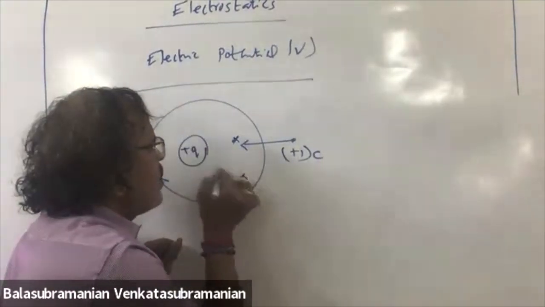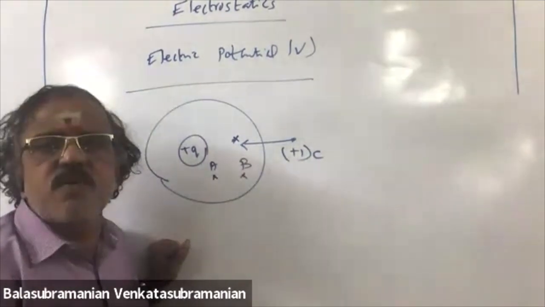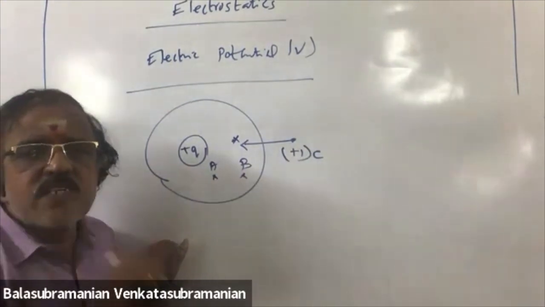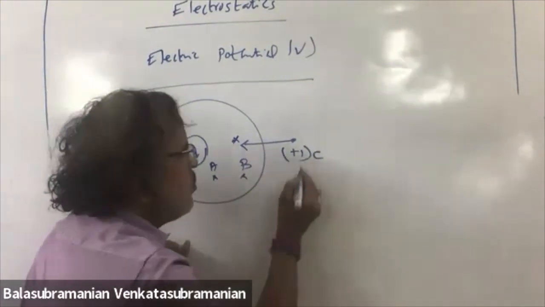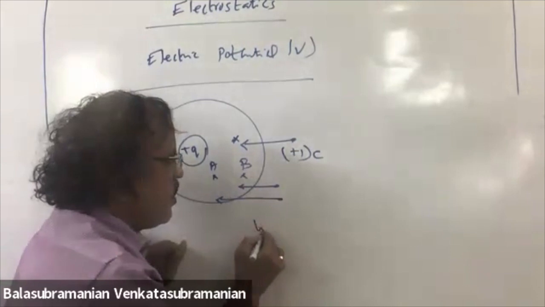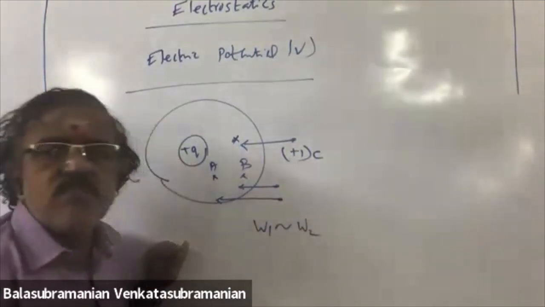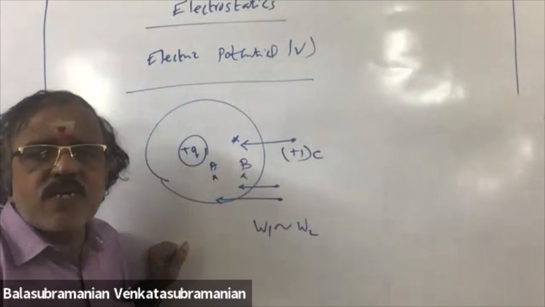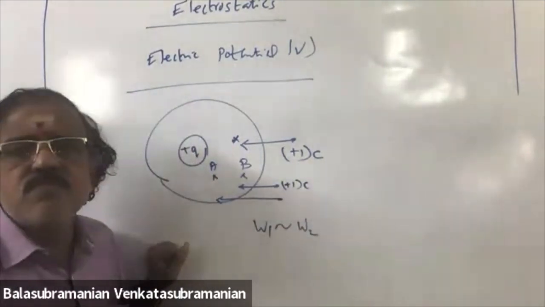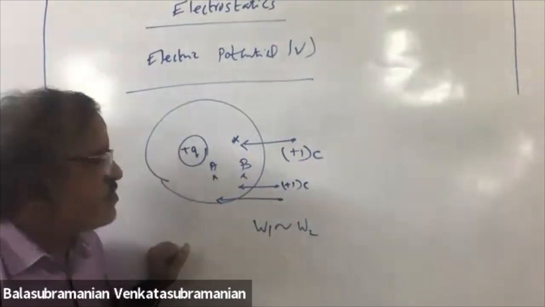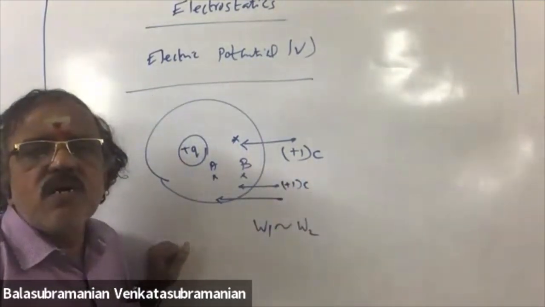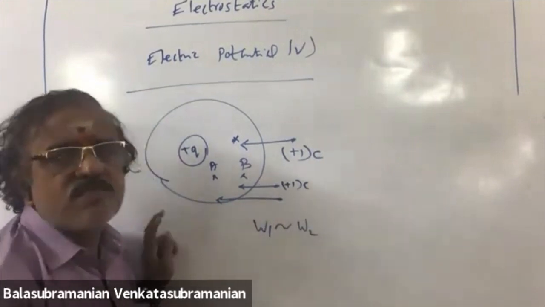Sir, I want to calculate the electric potential difference between these 2 points. 2 definitions you can use. 1 coulomb of charge, infinity to A you move, infinity to B you move, the difference between W1 and W2. This is called electric potential difference. Move plus 1 coulomb of charge from infinity to A, infinity to B; the difference between these 2 will give you the electric potential difference.